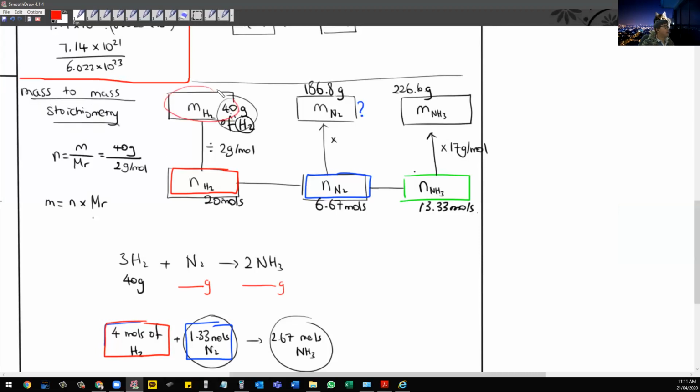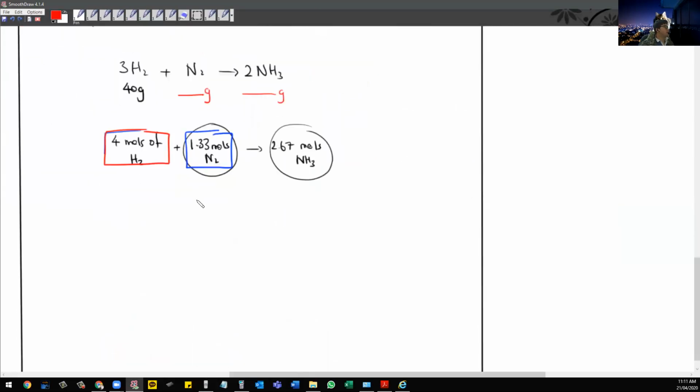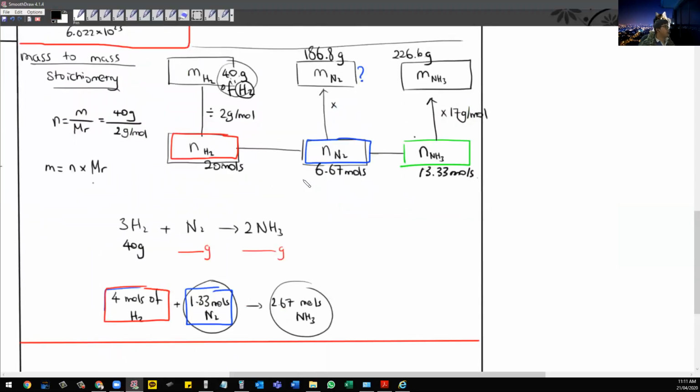Going from mass to mass. Okay. Make sense? So this is the most fundamental quantitative chemistry skill that's needed before you move on to more advanced topics like rate of reaction, equilibrium, oxidation reduction, acids and bases.